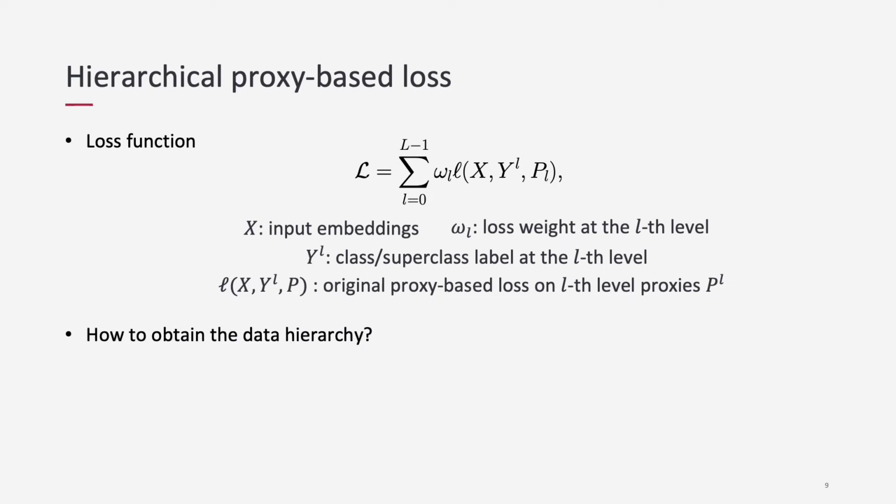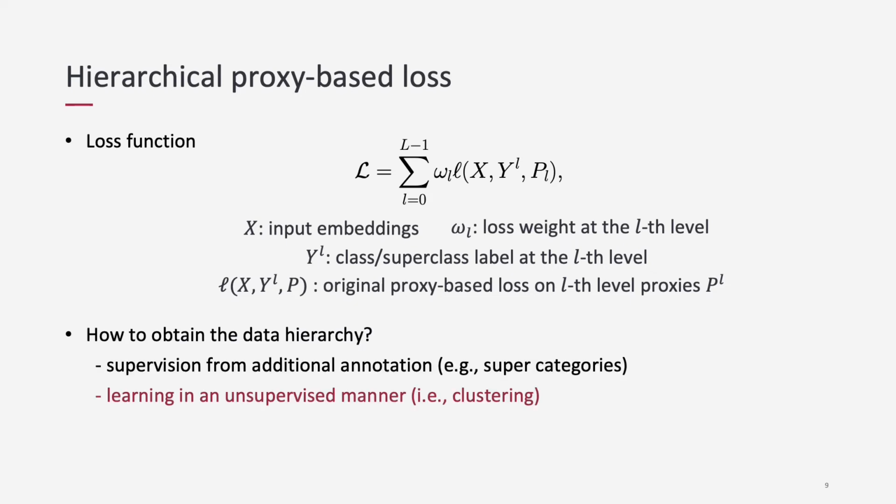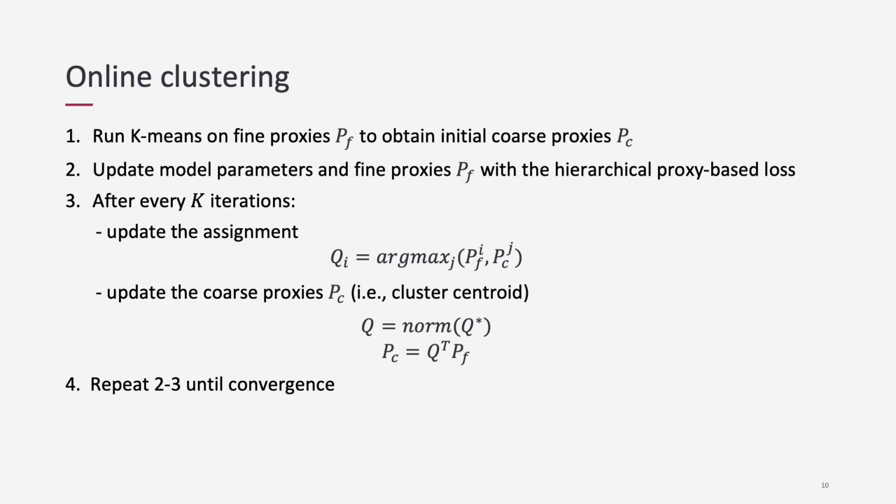Now the problem is, how do we obtain the hierarchy? One simple way is to directly use the ground truth hierarchy if available. However, most datasets do not have those annotations. To address this problem, we propose to learn the hierarchy using online clustering. Our online clustering algorithm works as follows. First, we perform clustering on the fine proxies to obtain the initial coarse proxies.